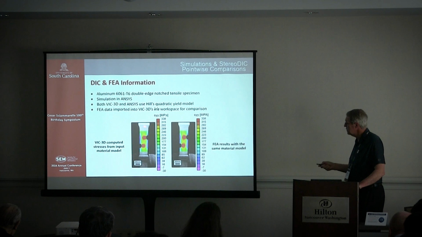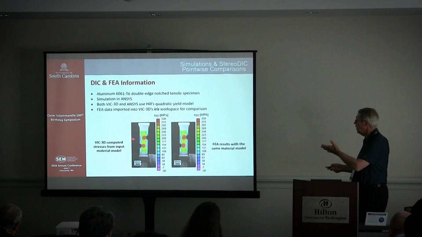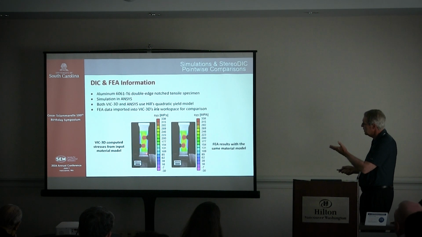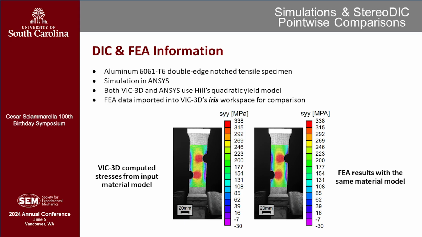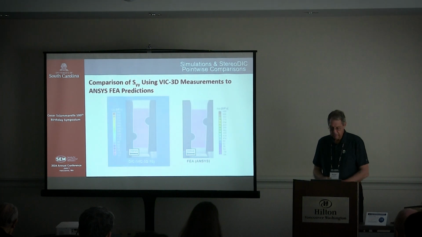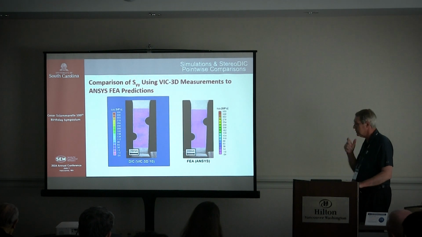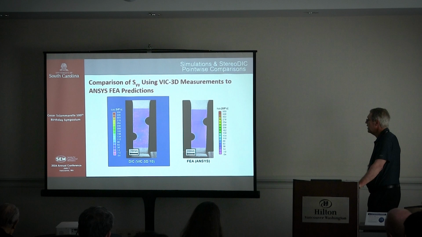This is a comparison without the video of the Vic3D computed. This is the one that uses only the displacement and strain data from the experiment, and this is only the ANSYS model. And they both have the same, in this case, Hill's quadratic anisotropy yield criterion. And to see what it looks like in video, I'll show this. We have 3 of these for you to see. I think it's important that you see how it evolves.